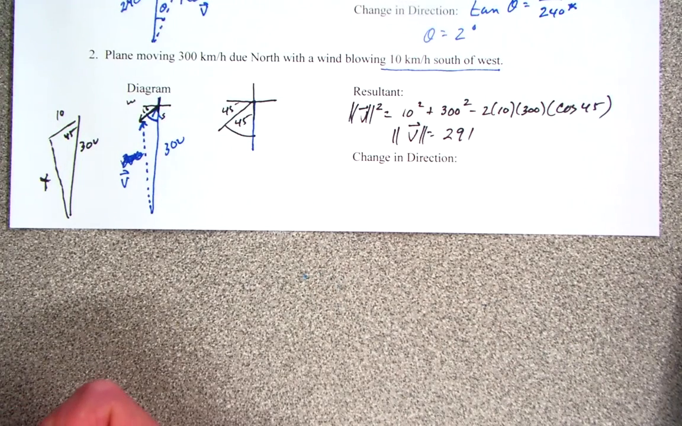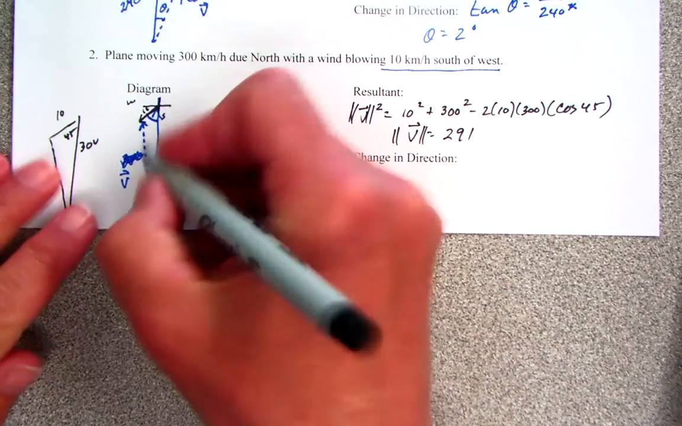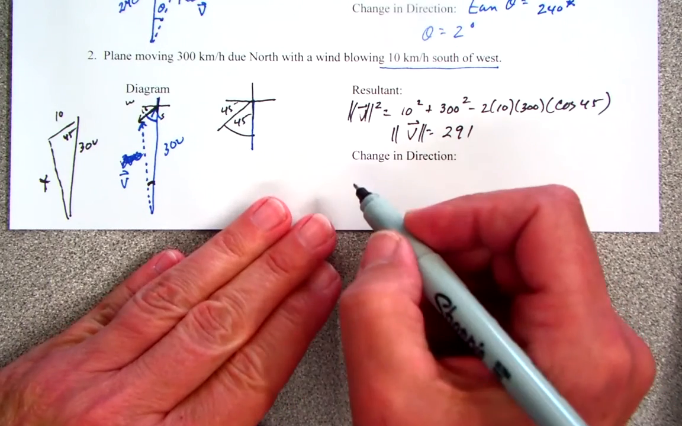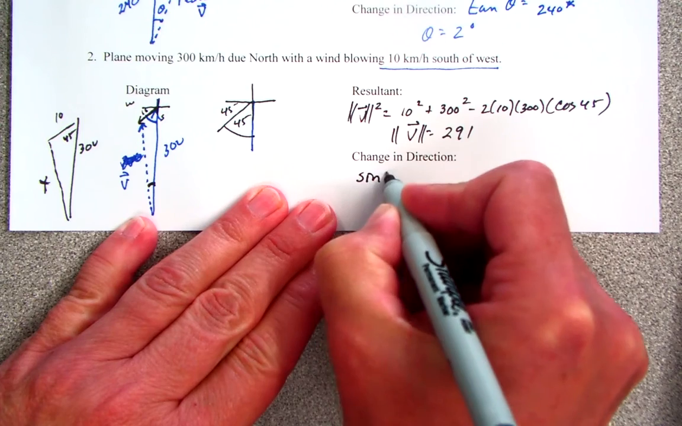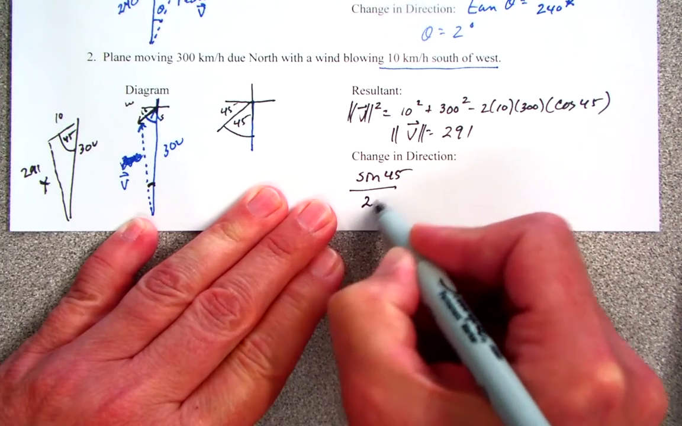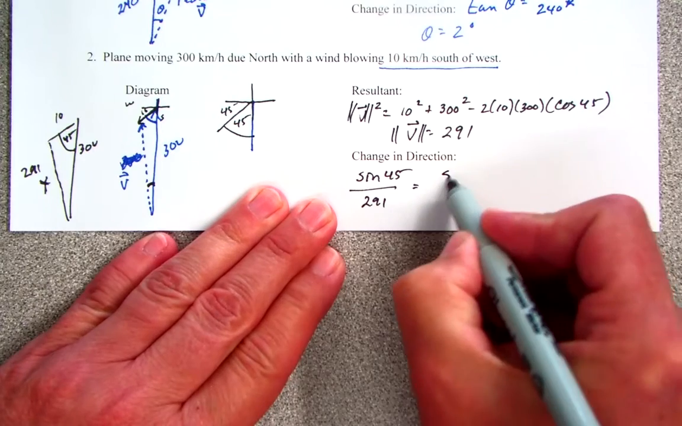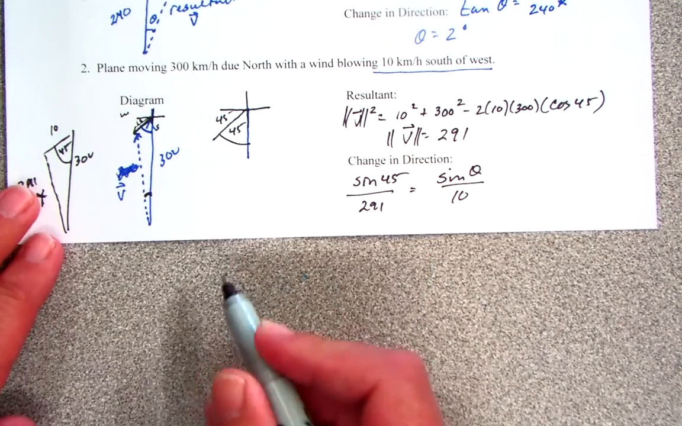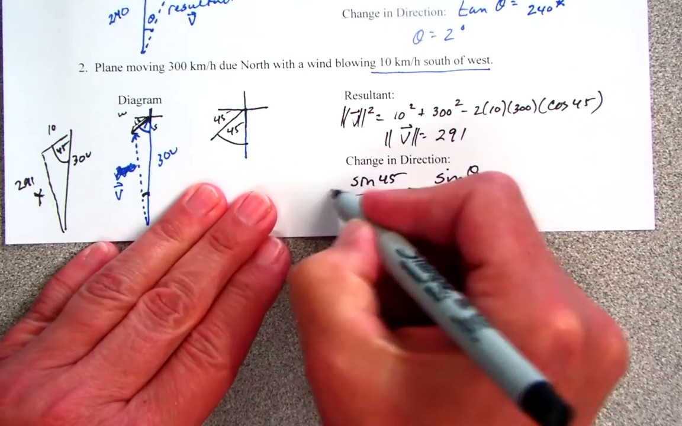So the last thing I want to know is the change in direction. So I'm looking for this little angle right here. So I cannot use SOHCAHTOA or Pythagorean. It's not a right triangle. So if I set this up, it looks like I have enough information. I have the sine of 45, this angle right here, over the 291 is equal to the sine of the angle I'm looking for over its side opposite.